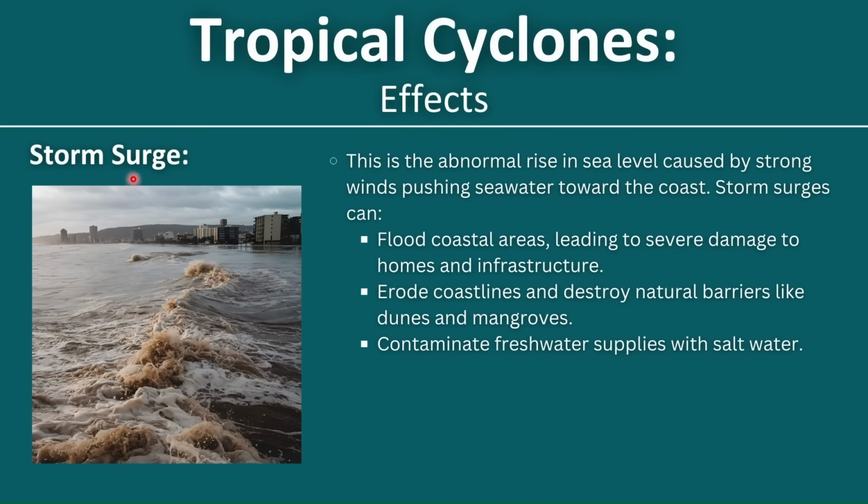Next, we can see storm surge. So this is the abnormal rise in sea level caused by strong winds pushing seaward water towards the coast. Storm surges can flood coastal areas, leading to severe damage to homes and infrastructure. It can erode coastlines and destroy natural barriers like dunes and mangroves. It can also contaminate freshwater supplies with salt water.